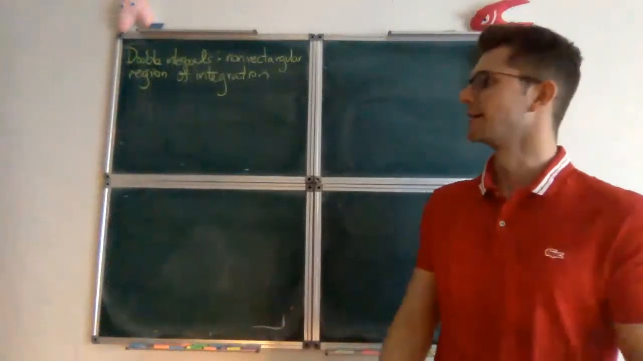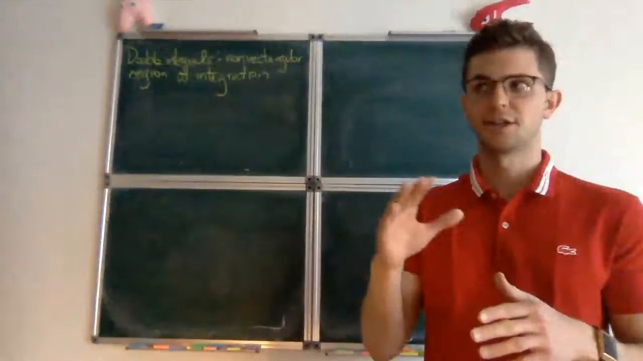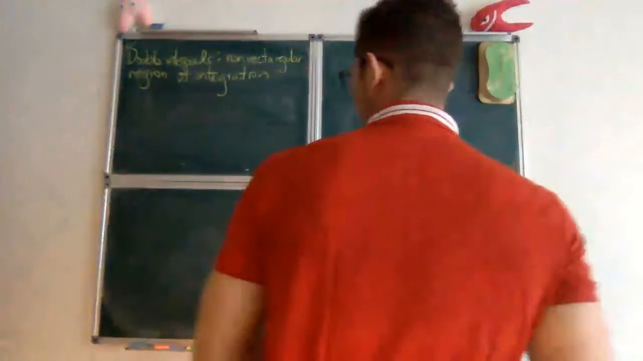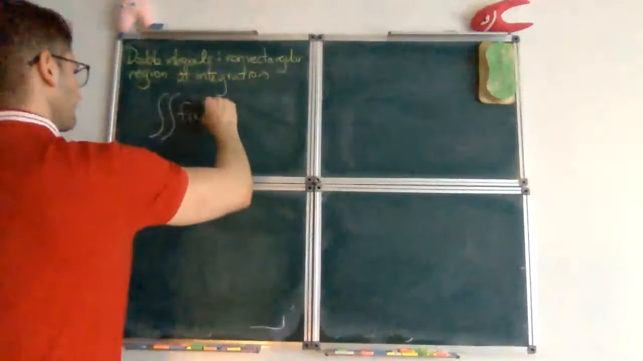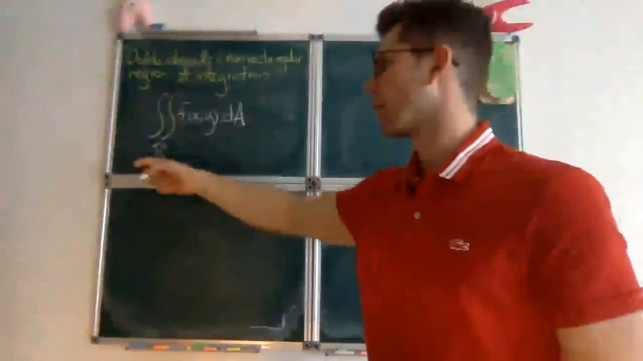Okay, so in this video, I'll tell you about double integrals and how to do the integration if you happen to be given a region which is not necessarily rectangular. So remember from before, we have been working with things of this form. You're given a function of two variables and you want to do the integral of this function over a certain region R on the xy plane.